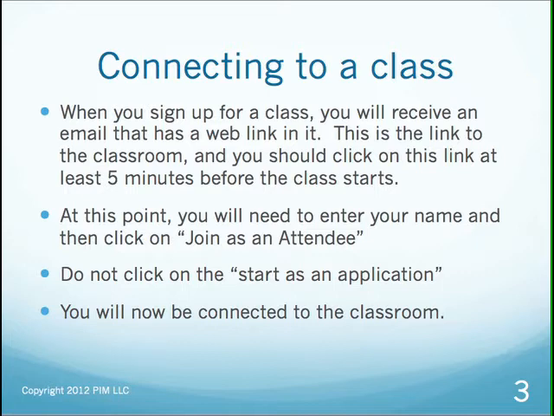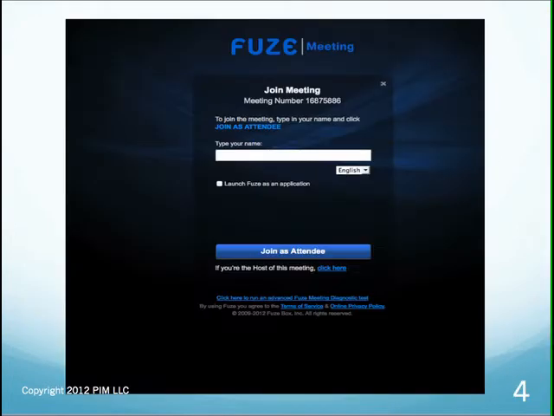Now, whatever you do, do not click on the Start as an Application. Most people never have to do that. So let's see what that screen looks like. Here's the screen. You'll see it says Join Meeting. It already has the meeting number put in there for you. You type in your name and then just click on the blue button that says Join as Attendee.